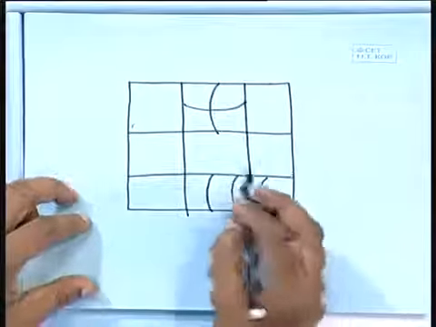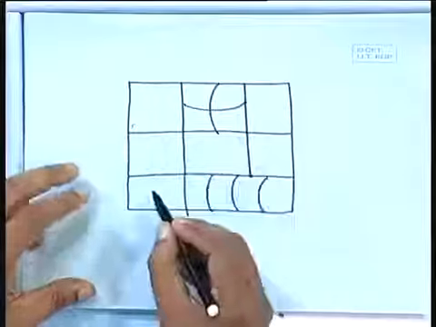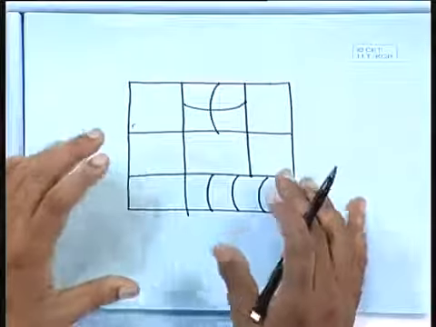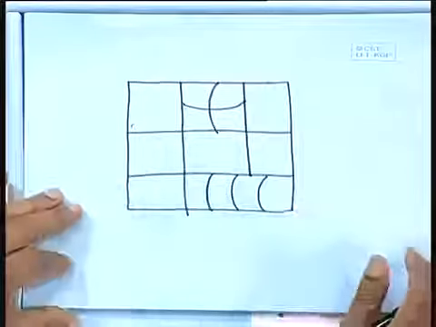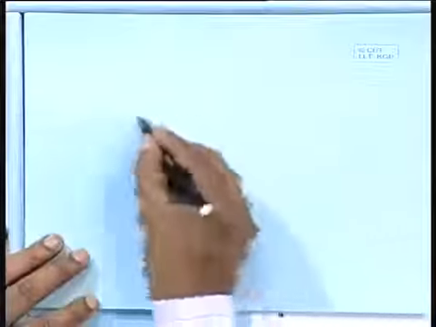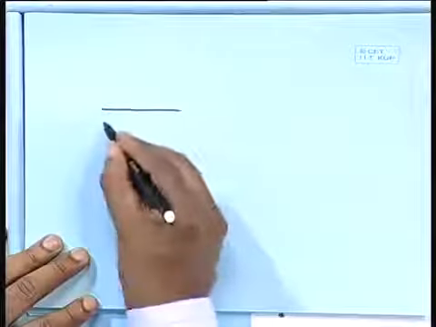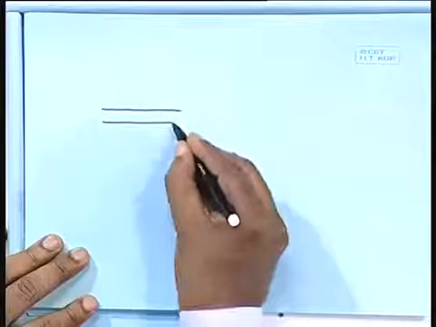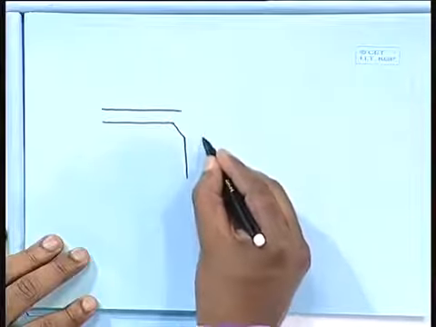Now, that means it is supported by beams or maybe walls, whereas it may happen, just to show you, with flat slabs, that it is like this. This is your beam column.